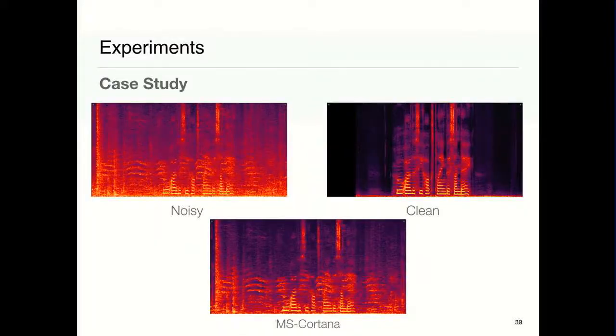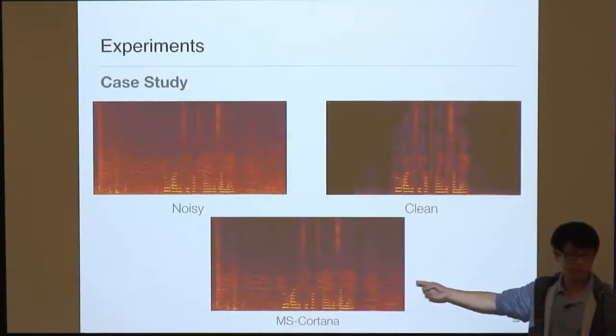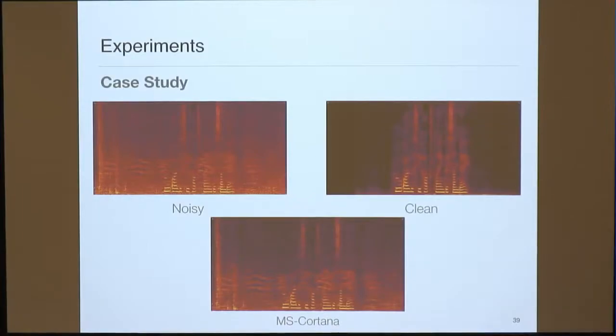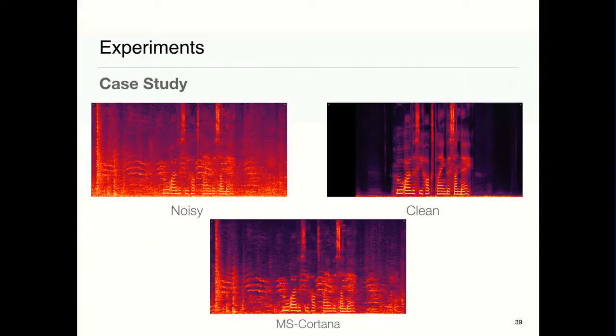So here, I show the spectrogram of both noisy, clean, and the corresponding MS Cortana tool. So you see that by checking this spectrogram, the current tool does not do speech enhancement very aggressively. But on the other hand, it doesn't hurt WER too much. That probably just means that doing nothing is the best. But let's listen to the audio first. First, I will show the noisy audio.